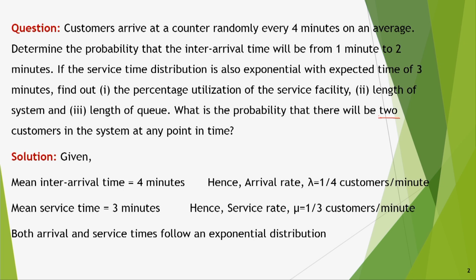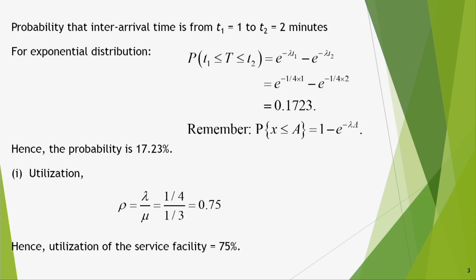Given mean inter-arrival time is equal to 4 minutes, hence arrival rate lambda is equal to 1 by 4 customers per minute. So, first you find out the lambda. You are doing it per minute wise, so be consistent on minutes. Then mean service time is 3 minutes, hence the service rate is 1 by 3 customers per minute, and 1 by 4 customers arrive per minute. Both have to be expressed in the same unit, and both arrival and service time follow an exponential distribution.